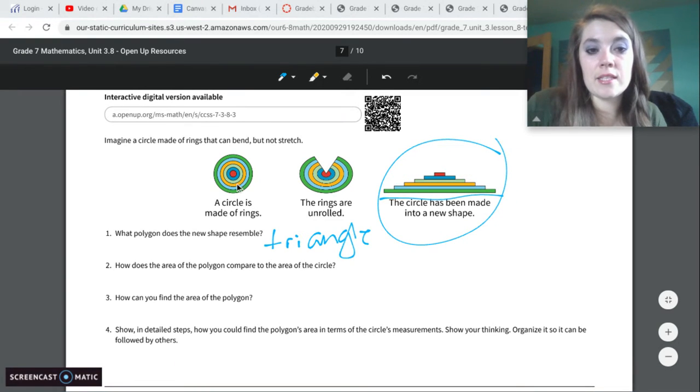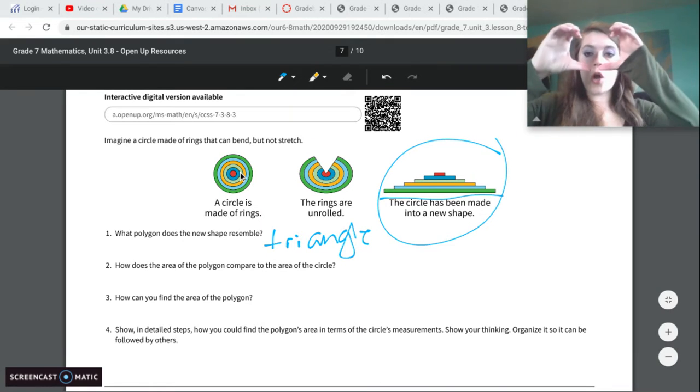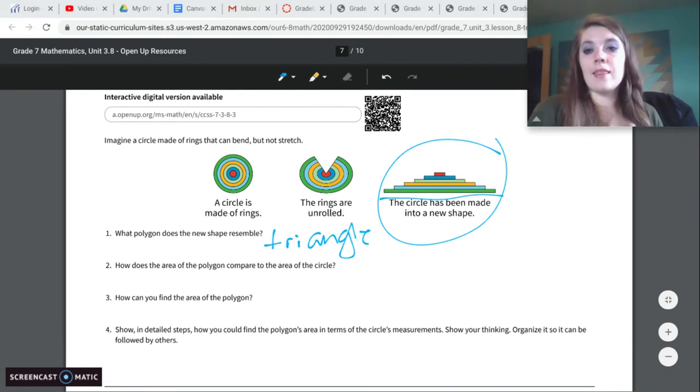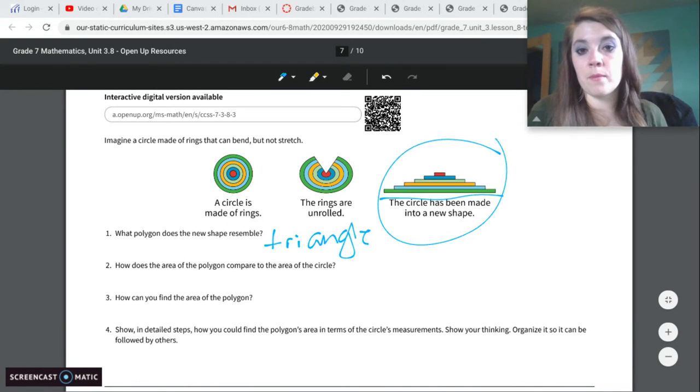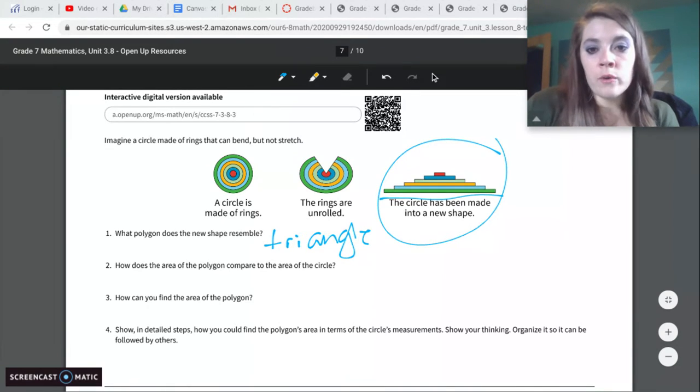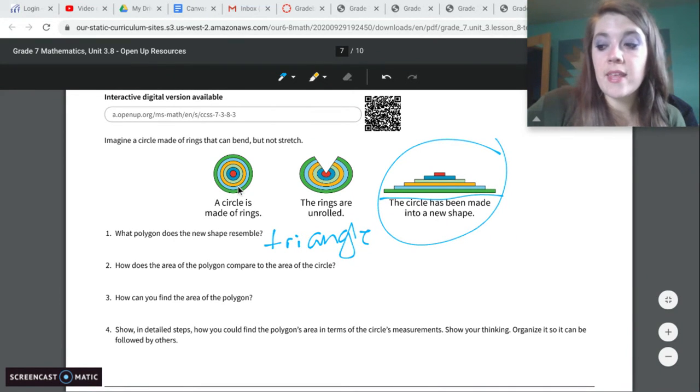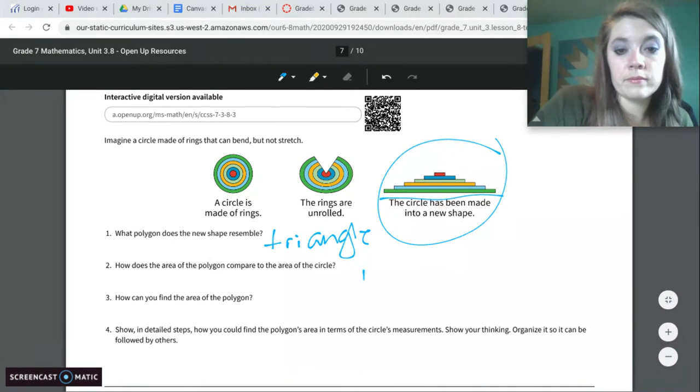Dimension-wise, all we did was open up that circle and lay it out. So all those rings were now flat instead of being smaller circles. So all these pieces are the same size over here as what they were over here. So that means the areas are equal.